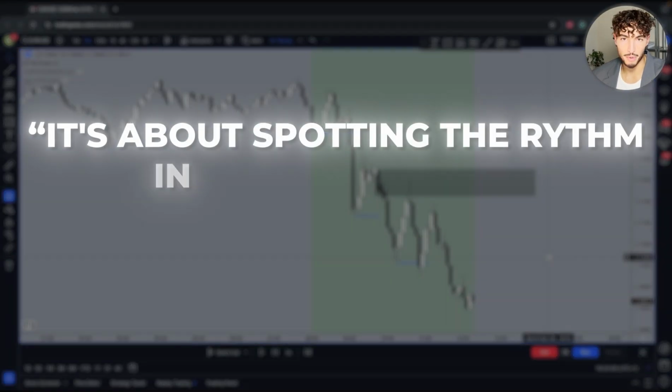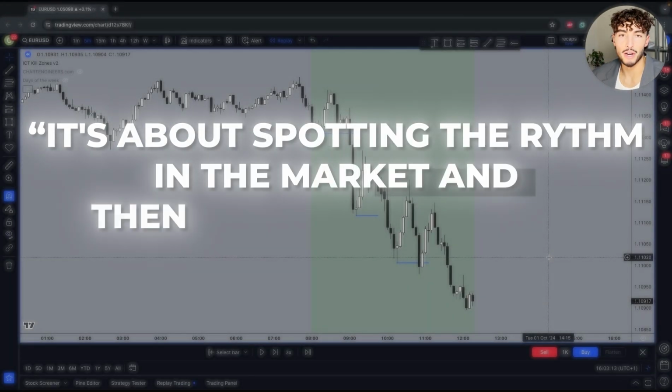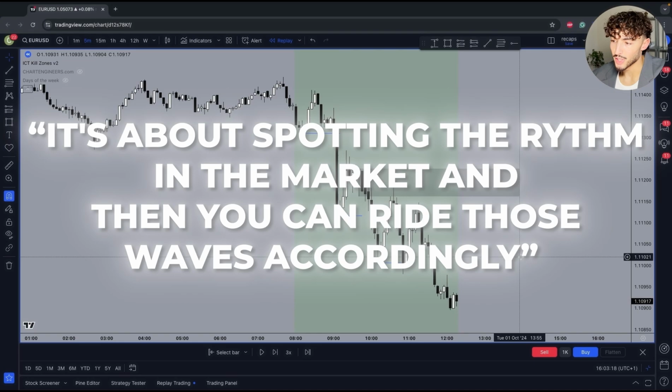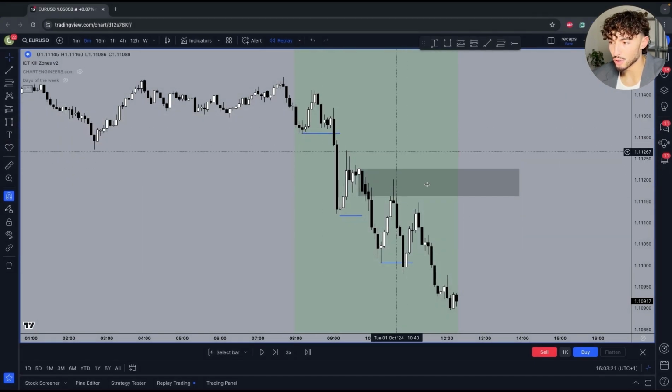It's about spotting the rhythm in the market, like I mentioned earlier, and then you can ride those waves accordingly. So yeah, that's order flow basically, a nice example of bearish order flow.